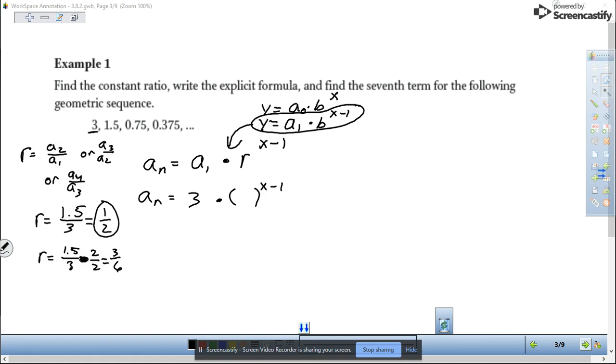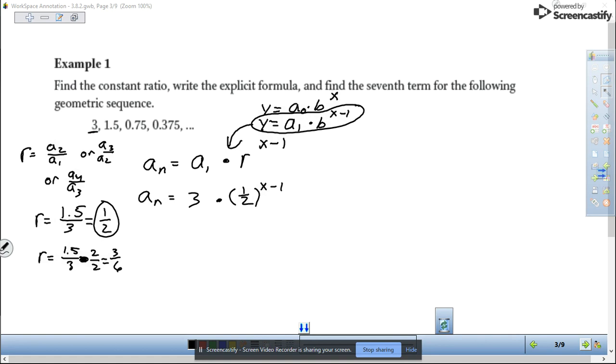So this is the rate of change, right? Or not rate of change, I'm sorry, this is the base. So 1/2 is your base. Okay, it's the thing we're repeatedly multiplying by. And you can check that. 1.5 times 1/2 should be 0.75, which it is. 0.75 times 1/2 is, and go on and so forth.